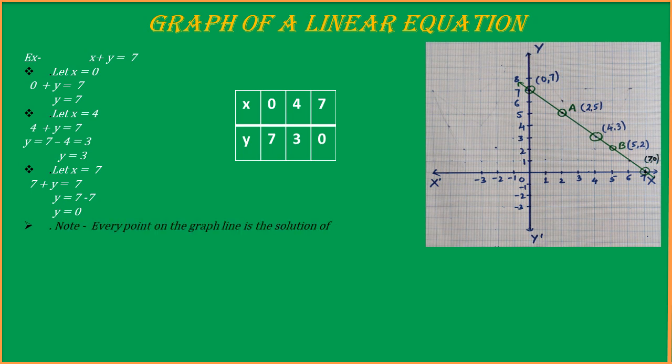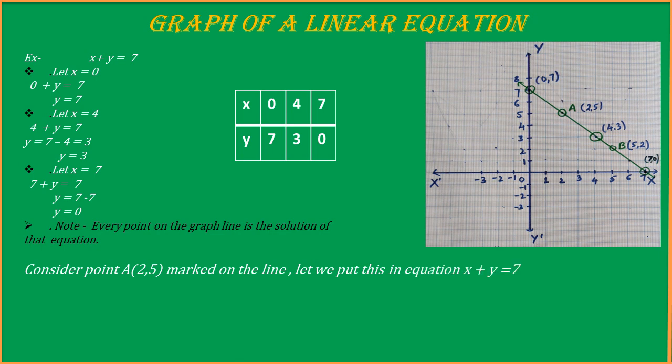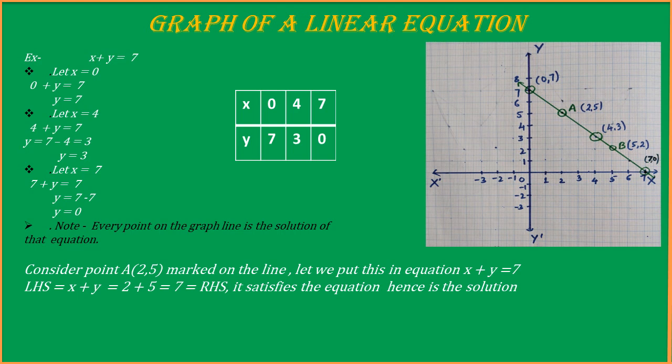Now children, a very important point to note is that every point on the graph line is a solution of that equation. When we plot a graph for a particular equation, any point taken on that line will be a solution of that equation. In this figure, we have marked a point A whose coordinates are (2, 5). Let me put these values in the given equation in place of x and y. When we put 2 and 5 in place of x and y, we get 2 + 5 = 7, which is equal to our right hand side. So when we take x = 2 and y = 5, it satisfies our equation.